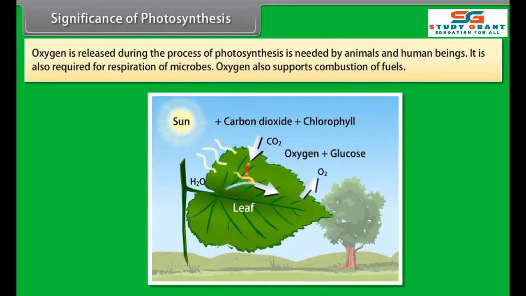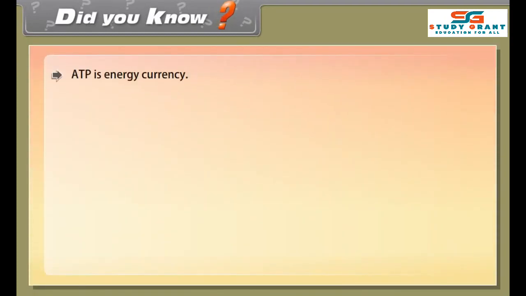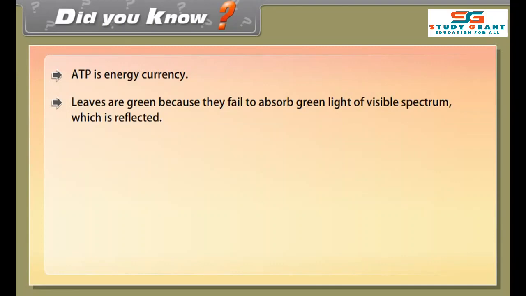Significance of photosynthesis. Photosynthesis is important for a number of reasons. Few of them are main. By photosynthesis, green plants synthesize food from simple raw materials like CO2 and H2O. Thus, it sustains life on Earth.